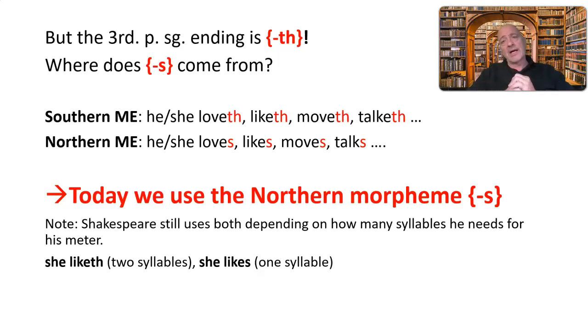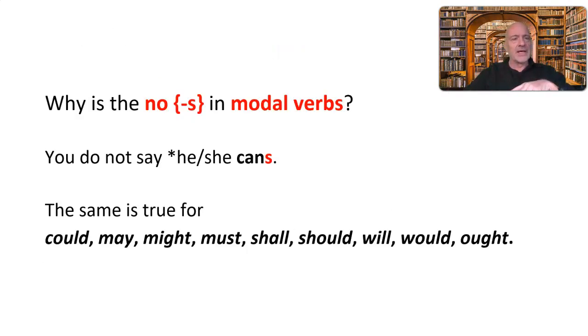Okay, here you see. Bottom line is, the reason why, of course, the Northern English variety became the standard is it's easier to pronounce. It's easier to pronounce she likes than she liketh. That's certainly the cause.